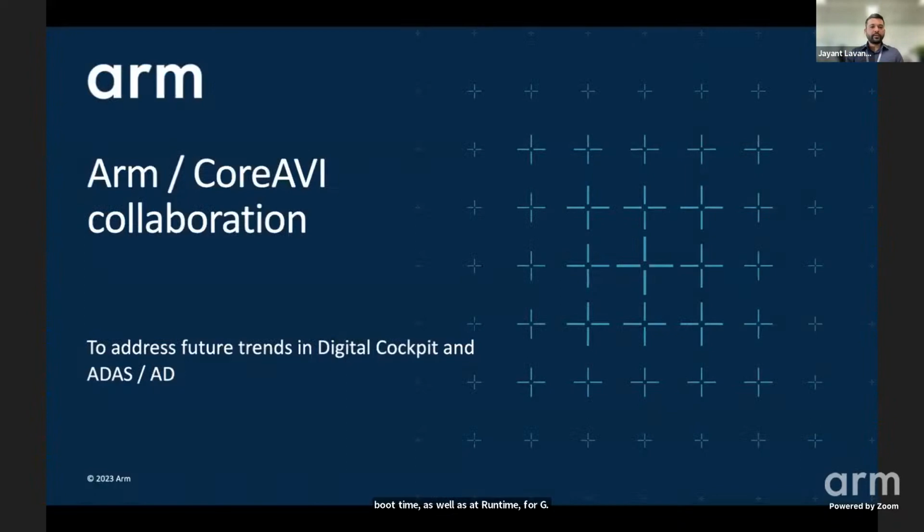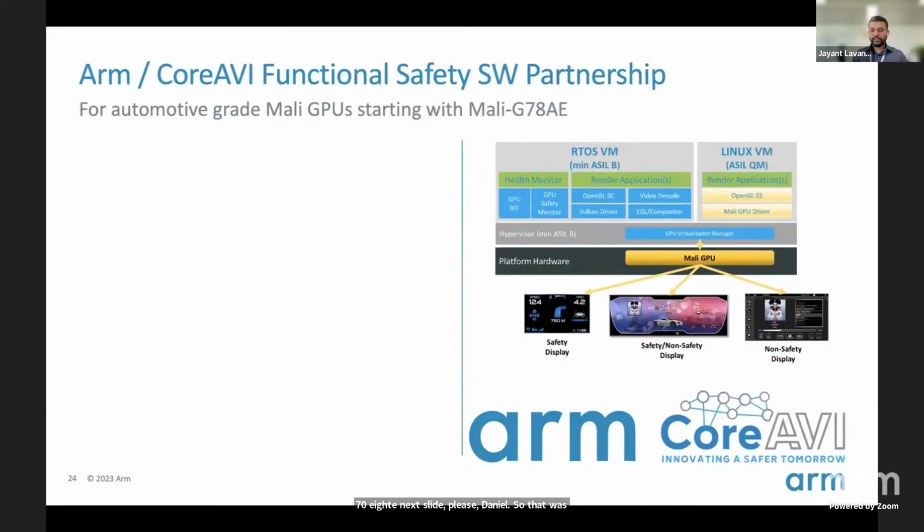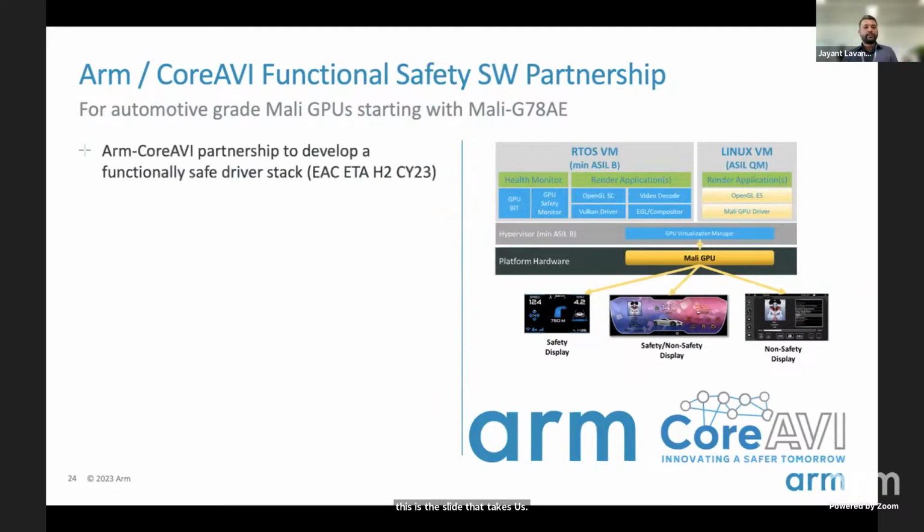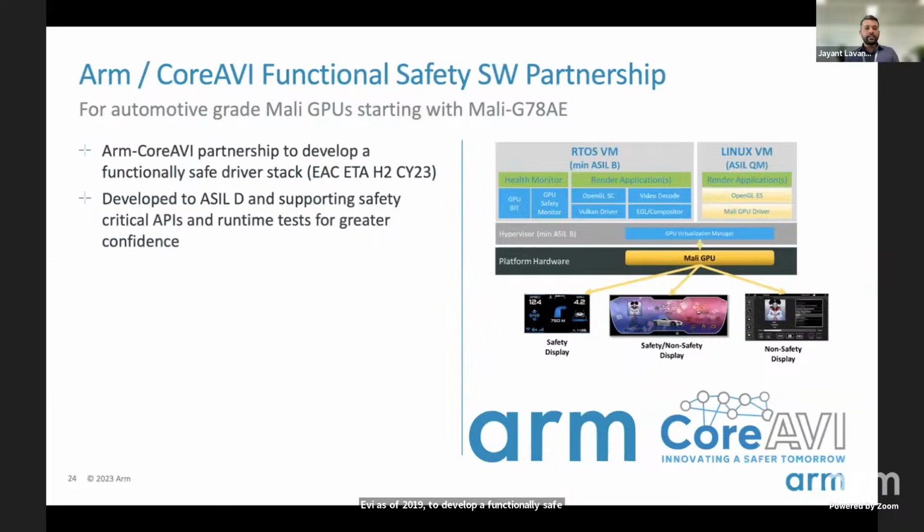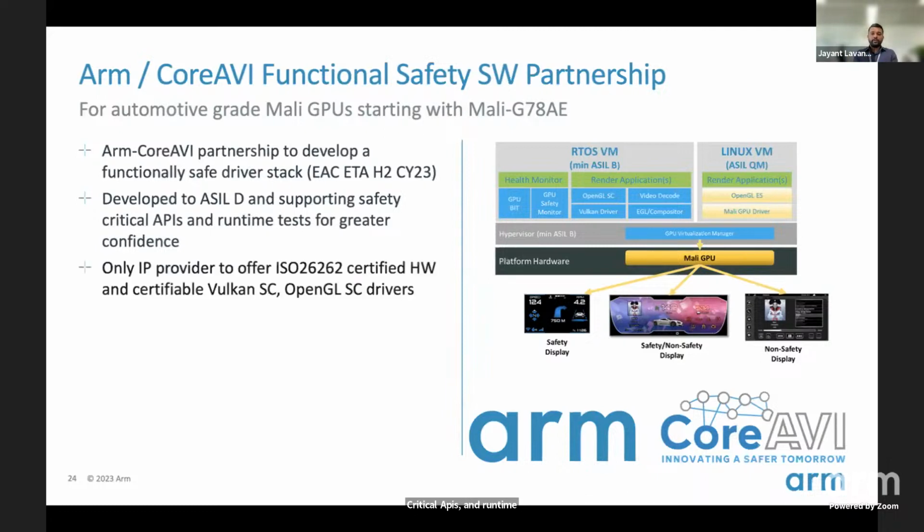Next slide, please, Daniel. So that was the value proposition of Mali G78AE. As you saw, we have achieved the safety certification on hardware in 2022. As far as software is concerned, this is the slide that takes us to that conclusion. Arm has partnered with CoreAVI, as of 2019, to develop a functionally safe driver stack, and the EAC is second half of 2023. It is being developed to ASIL D and supports safety critical APIs and runtime tests for greater confidence. Once we have this safety critical driver, Arm will be the only IP provider to offer ISO 26262 certified hardware and certifiable Vulkan SC and OpenGL SC drivers at that time.